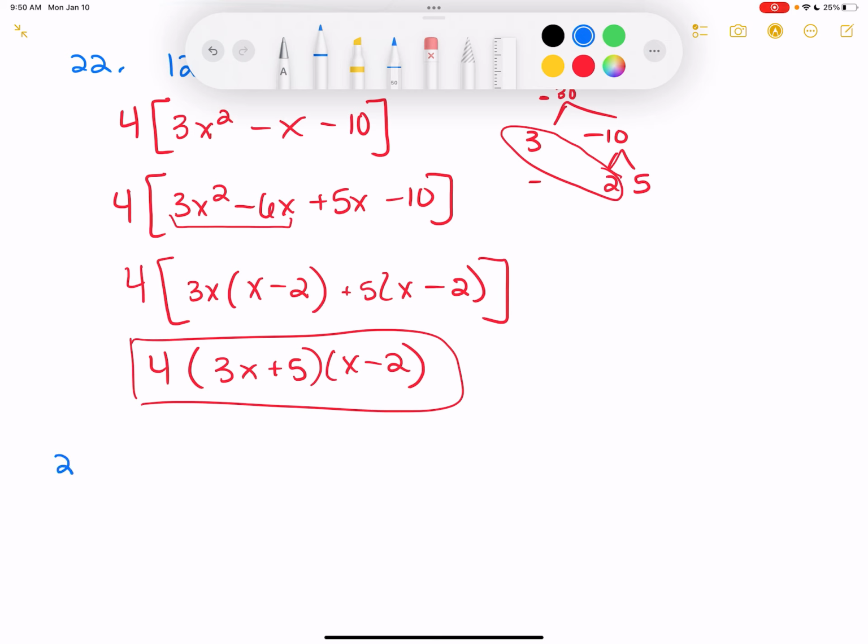All right, number 26: 12m squared minus 36m plus 27.